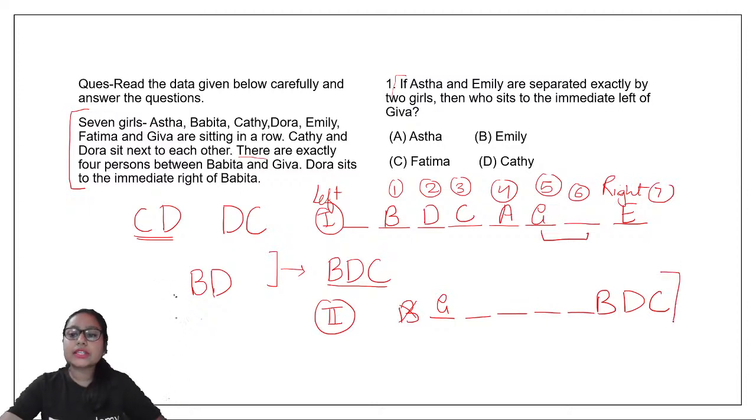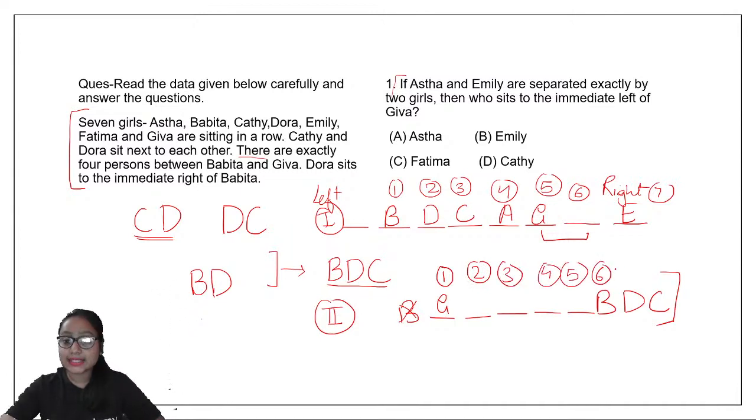Can I use this arrangement further in this question? Let's see how many positions there are. 1, 2, 3, 4, 5, 6, 7 and 8. Now as per the question, there are only 7 positions and 7 girls. So can I take this arrangement further? Now this is violating my condition. Here I have 8 positions, which is not okay for the question. So I'll discontinue using this, and we'll be using this arrangement only.